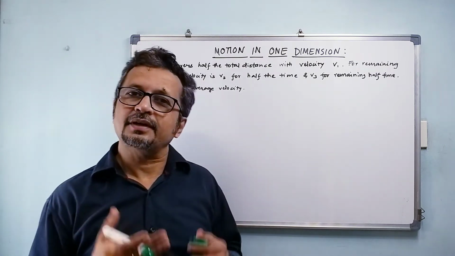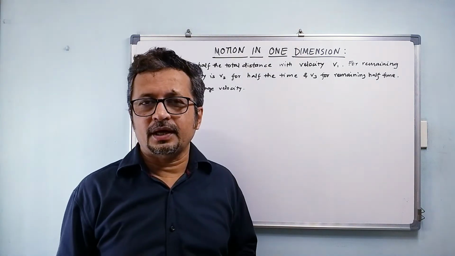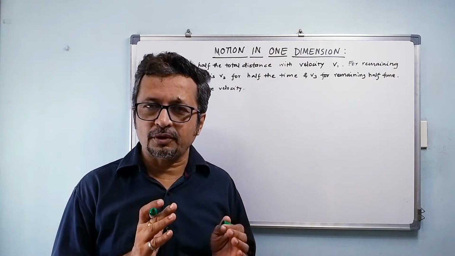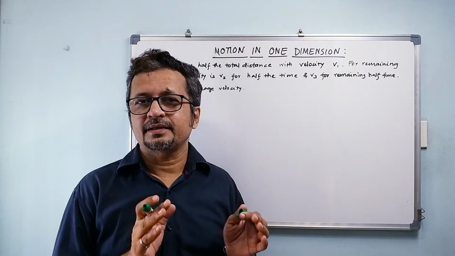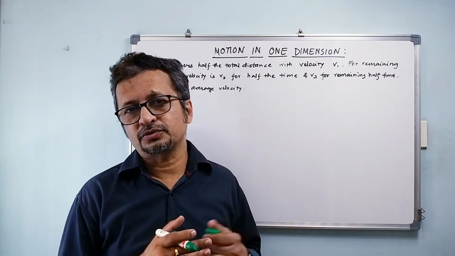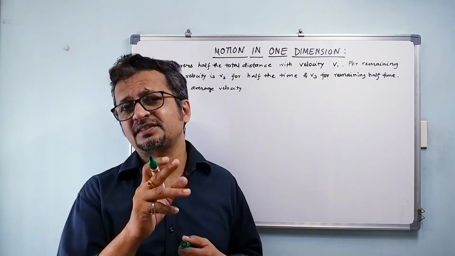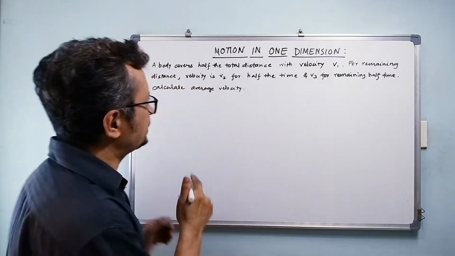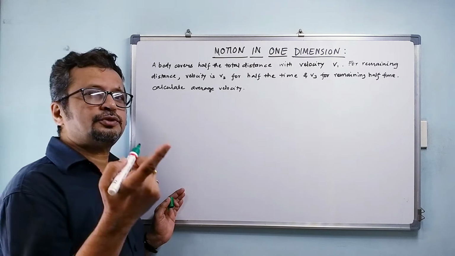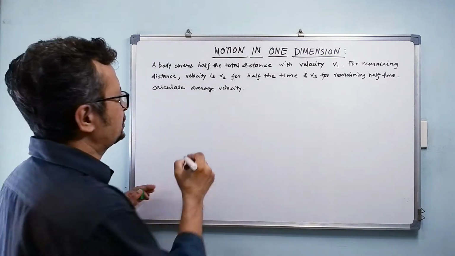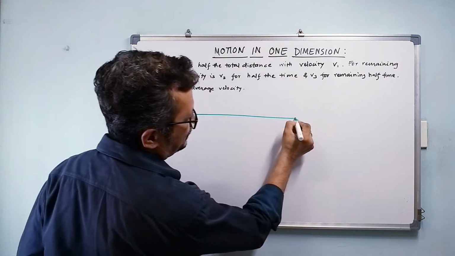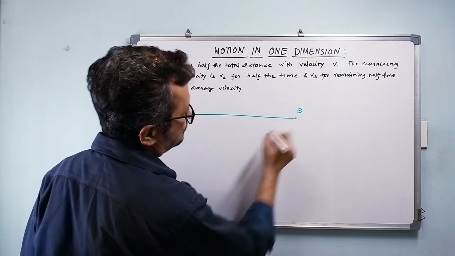Now let us first understand the problem. I always say that spend more time on reading the problem and understanding it rather than jumping to solve it. So here we must stop, read and understand the problem. Now what is happening here? It is always good to make a small sketch. So I'm going to start from point A here and my final point is going to be point B here.